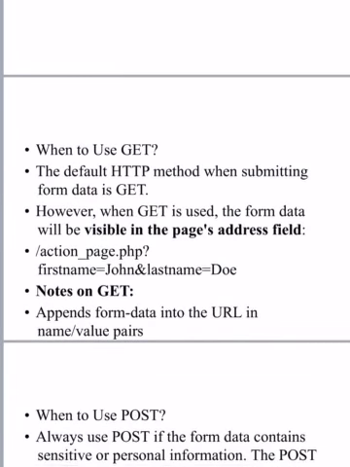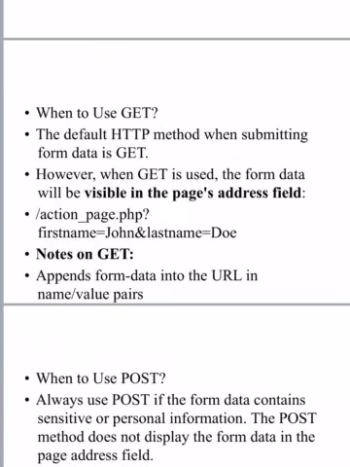Now, when to use get? The default HTTP method when submitting form data is get. However, when get is used, the form data will be visible in the page address field. So when there is a form with two or more fields, and you have typed something in the fields and click the submit button, the content of that particular form is visible in the address bar. Like if you entered first name equal to John and last name, that will be shown in the browser. So there is no security here.